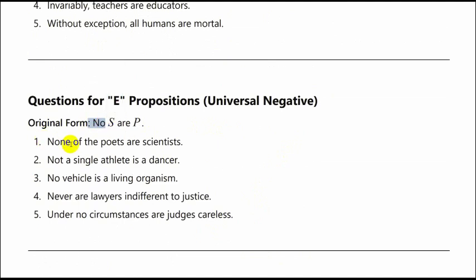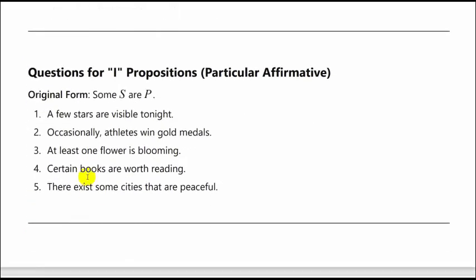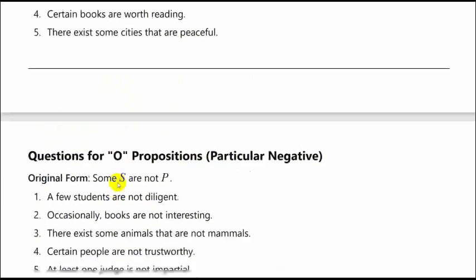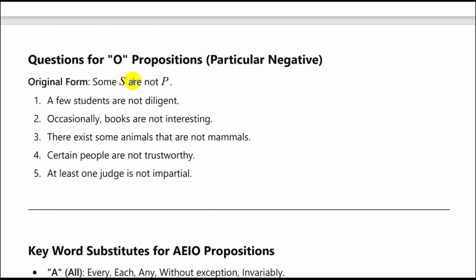Similarly, for the E proposition, we start with no. No means none, not a single, no vehicle, never are lawyers, never means no, under no circumstances, again no. I means some, a few, occasionally, at least, certain, there exists some, and so on. O proposition: some are not, same type, a few, occasionally, there exists some not, certain people are not, at least one judge is not, and so on.